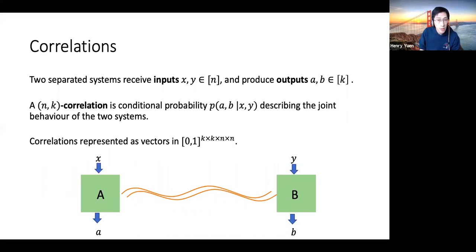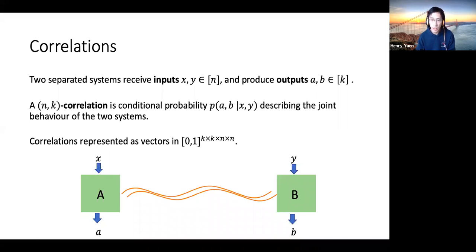So Tsirelson's problem is about quantum correlations, but first I should explain what a correlation is. It's some mathematical model for the behavior of a physics experiment involving two separated systems. Let's call them box A and box B. Each box takes in an input. For example, box A takes some input X, and these inputs come from some alphabet of size n. And each box produces an output, one of K symbols.